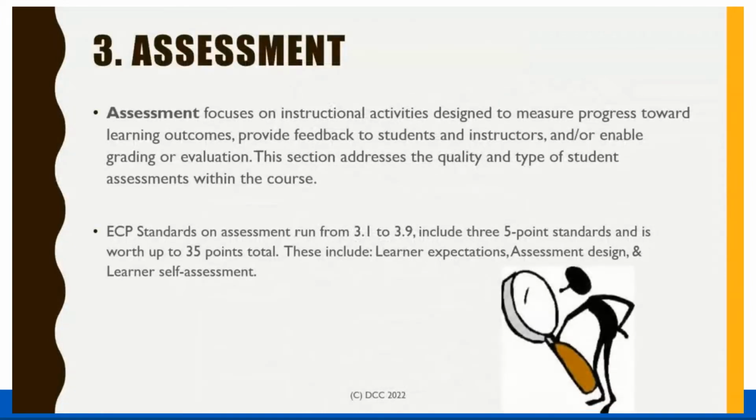Section 3 of the rubric deals with assessment, and that does focus on instructional activities measured or designed to measure progress toward learning outcomes, provide feedback to students and instructors, and providing feedback is a big deal. You're looking at assessments running from 3.1 to 3.9, and they include three 5-point standards. It's worth up to 35 points total. Items include learner expectations, assessment design, and learner self-assessment. And this is what section 3 of the rubric looks like.